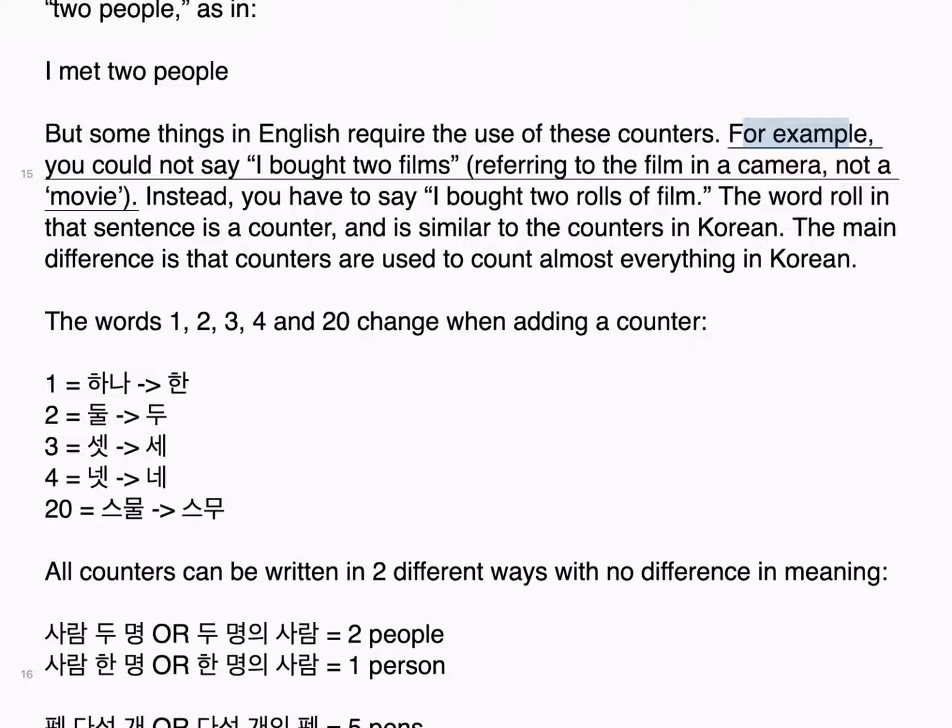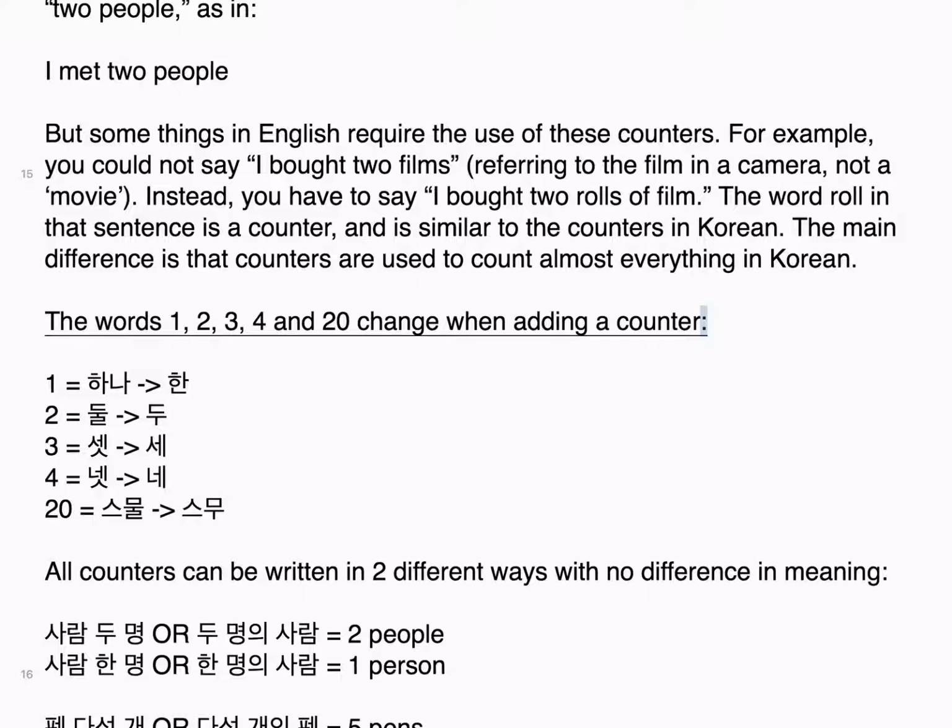But some things in English require the use of these counters. For example, you could not say I bought 2 films, referring to the film in a camera, not a movie. Instead, you have to say I bought 2 rolls of film. The word roll in that sentence is a counter, and is similar to the counters in Korean. The main difference is that counters are used to count almost everything in Korean. The words 1, 2, 3, 4 and 20 change when adding a counter.